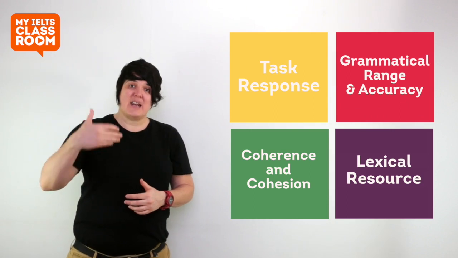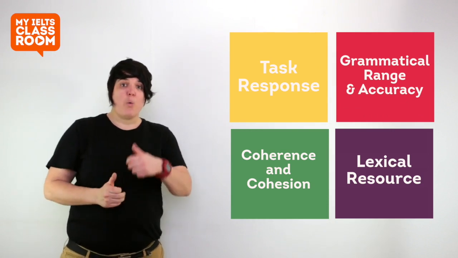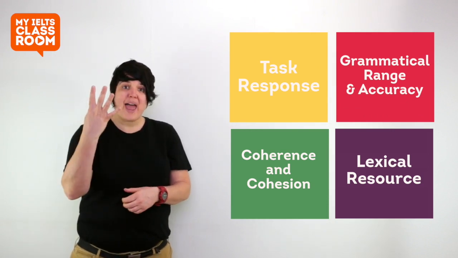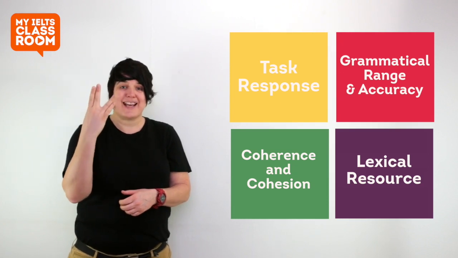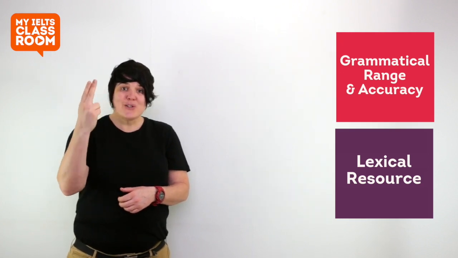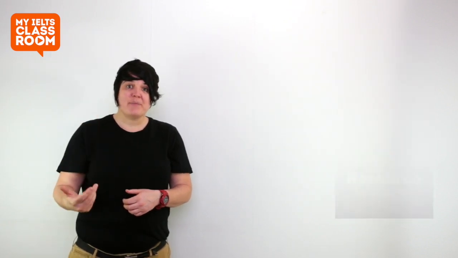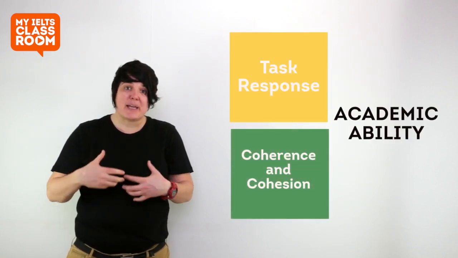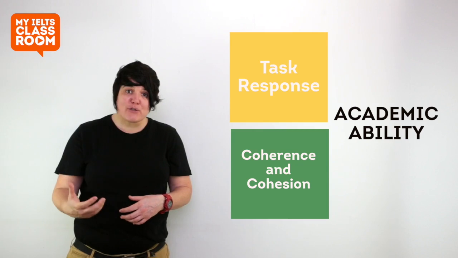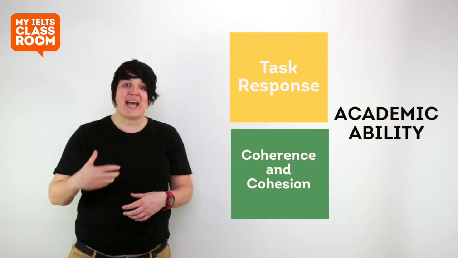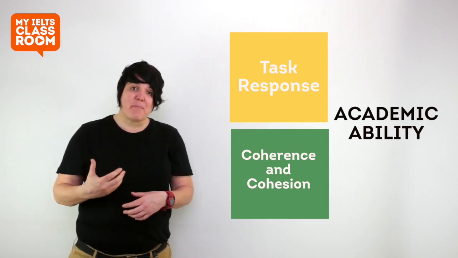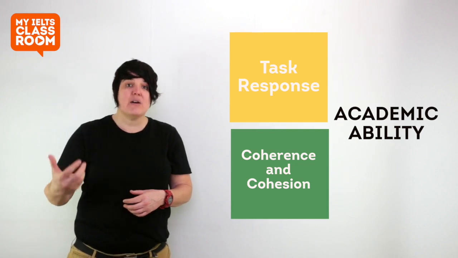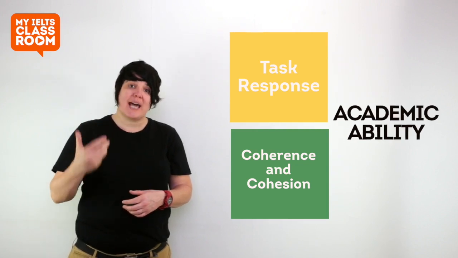And again, like task 1, we could divide these 4 areas into 2 sections. We've got 2 sections that test our language, that's lexical resource and grammar. And we've got 2 which test our academic ability, task response and coherence and cohesion. These are about our academic skills more than our language.